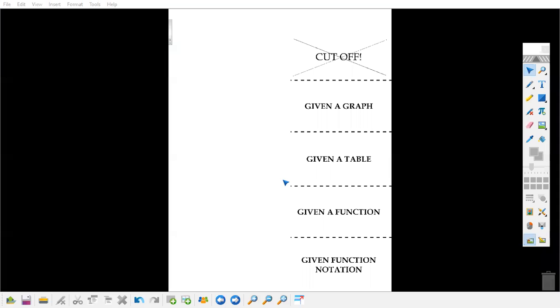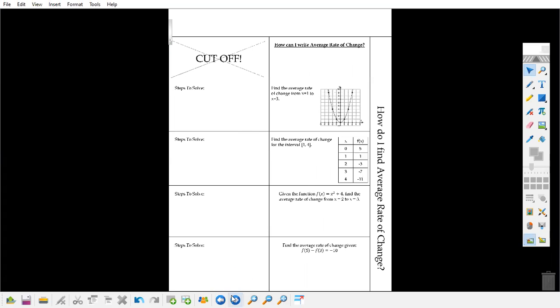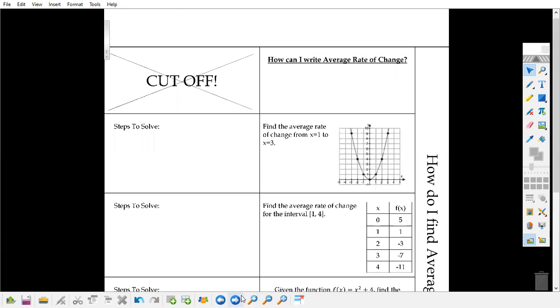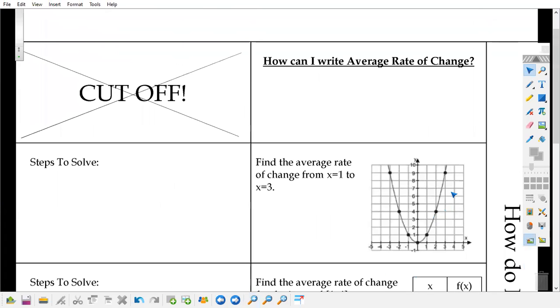Okay, so we are going to review Algebra 1, average rate of change, okay? Now, to start off with, in Algebra 1, you guys kind of just touched on average rate of change as being slope. So as you can see here, where it says, how can I write the average rate of change? We're going to write out the ways that you learned how to write the average rate of change back in Algebra 1.